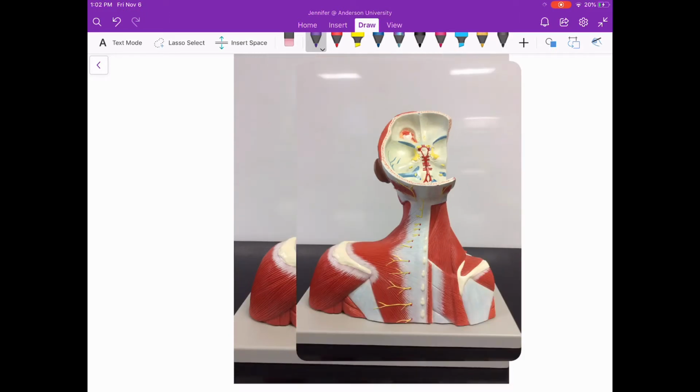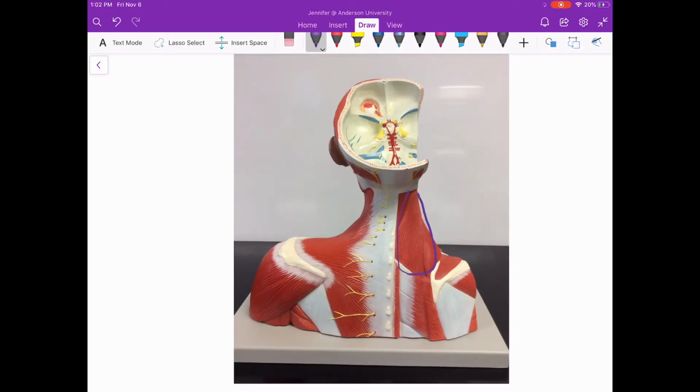And we have a model, and again, it's hard to see because it's underneath the trapezius, and the models don't go as deep with the layers, but this is the area where it is.